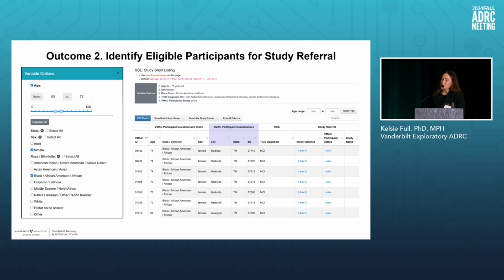And not only can we use the participant information and status dashboard to evaluate recruitment, but we can also use it to identify eligible study participants. So on the left is a pop-up that generates from the study shortlisting report. And let's say, for example, you come to me and you're interested in identifying participants who are between the ages of 60 and 75. I can enter that. You're interested in identifying female participants who identify as Black or African American, who have MCI, and I can immediately fill that out, and in real time, I can generate this report that's on the left.